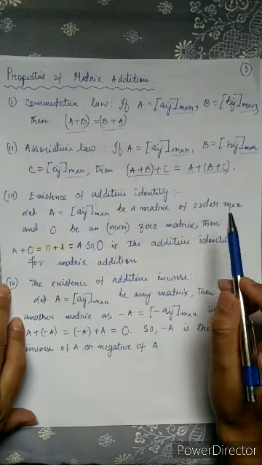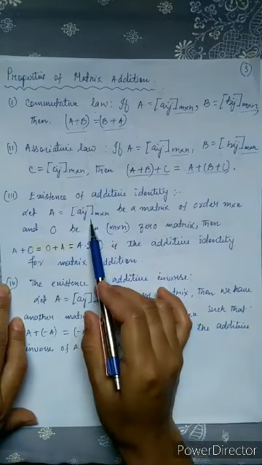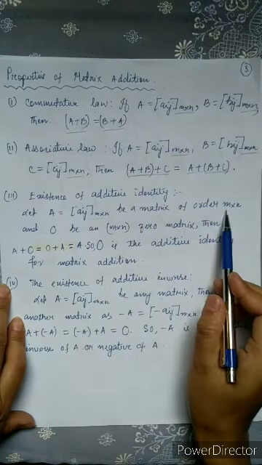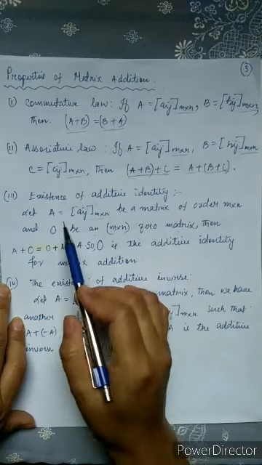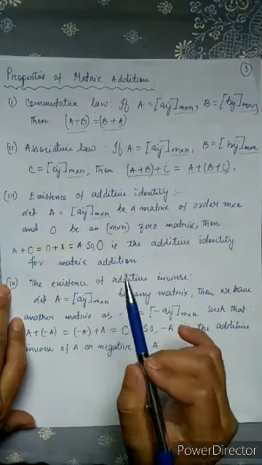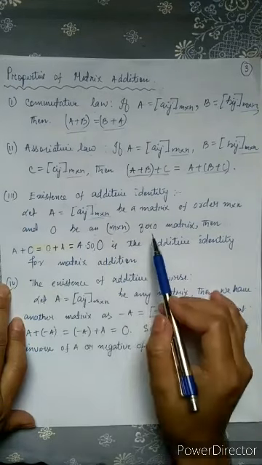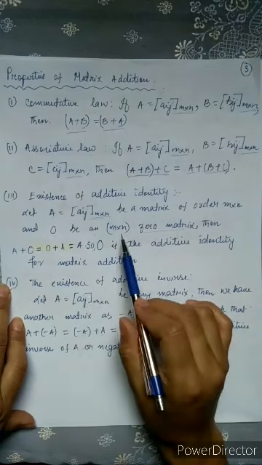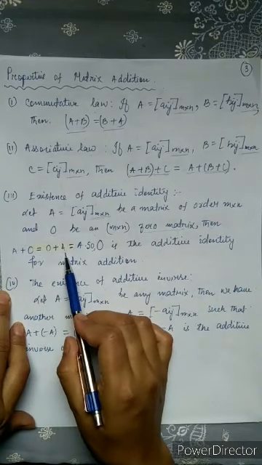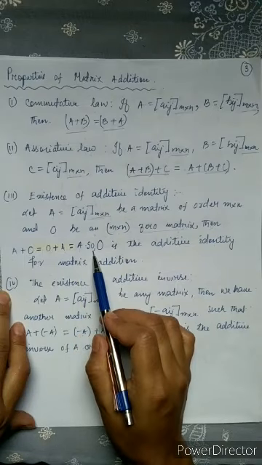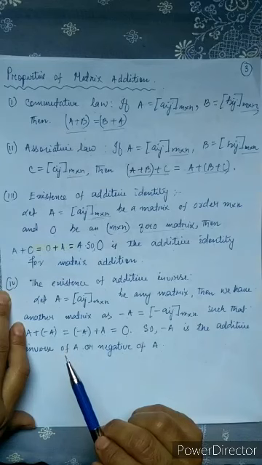Number 3, existence of additive identity. Let A be a matrix of order m by n and O be an m by n zero matrix. Then there exists a matrix O known as zero matrix of order m by n. Then A plus O is equal to O plus A is equal to matrix A. So O is the additive identity for the matrix addition.